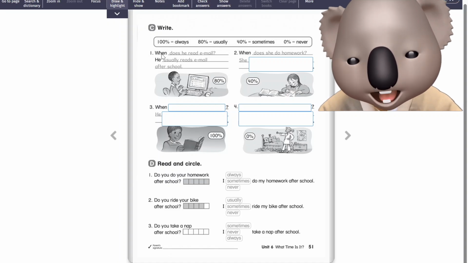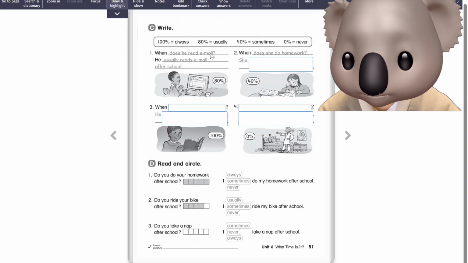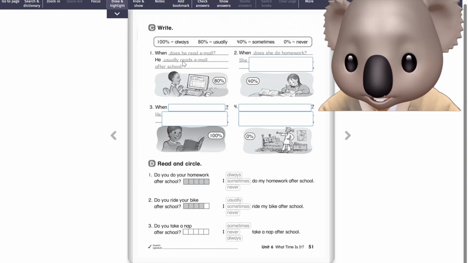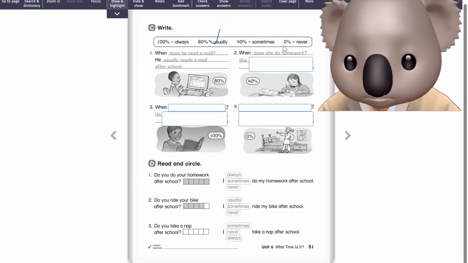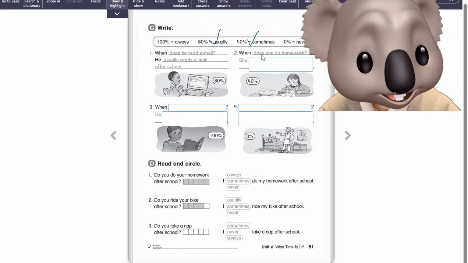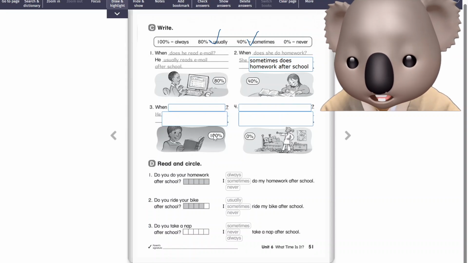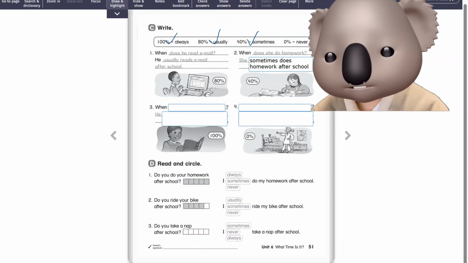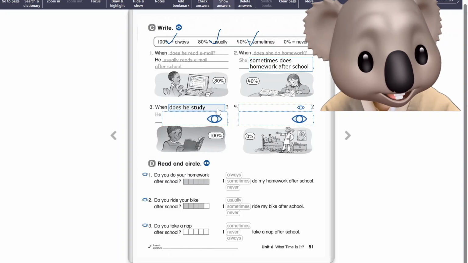Number 1, when does he read email? He usually reads email after school. Usually는 이제 없고. Number 2, when does she do homework? She, 40%, sometimes does homework. She sometimes does homework after school. Number 3, 100%. So we'll use always. How do we ask the question? When does he study?